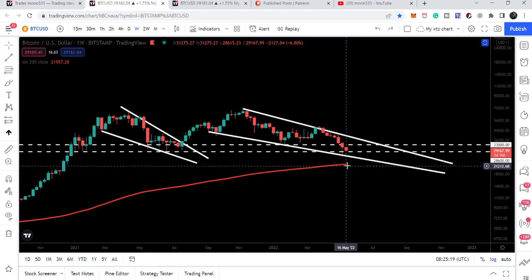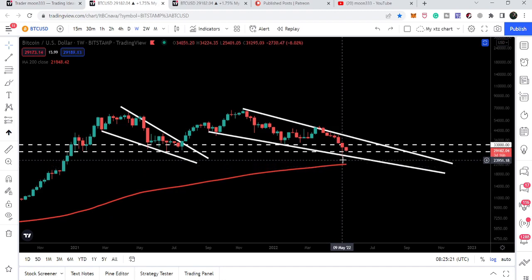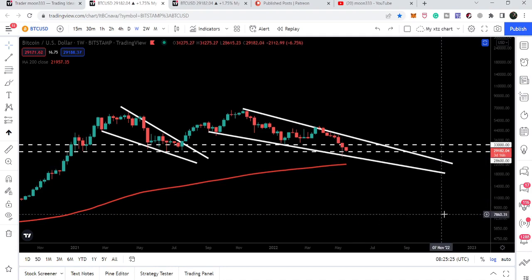And right now we have already dropped in the previous week to $25,400. That is very close to the target of the bear flag.